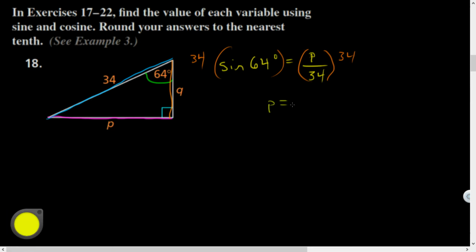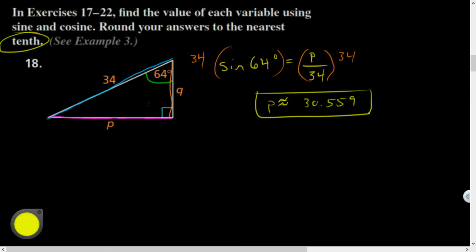And I get P is equal to, let's see, use a real calculator here. 34 times sine 64. I get approximately 30.559. I'm a fan of 3. They said tenth. Yeah, that's fine.